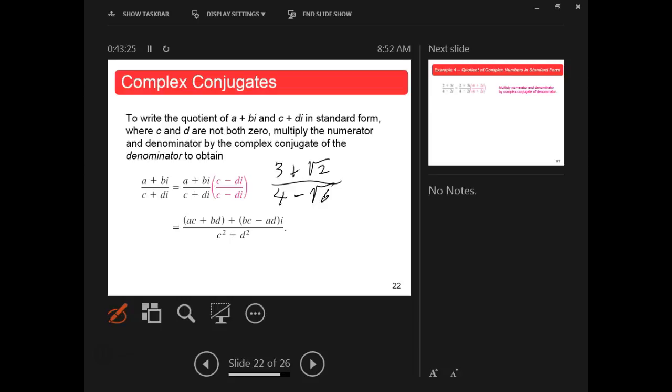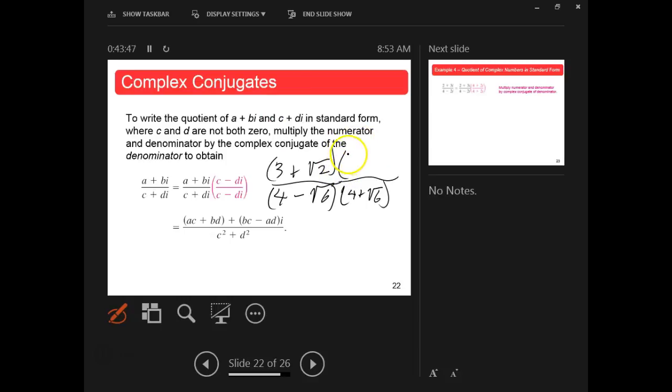So what's the technique for dividing these two? Yes, multiply the denominator by its conjugate. Absolutely. And that would be, what is the conjugate of 4 minus the square root of 6? 4 plus the square root of 6. But if you multiply the denominator by that, what must you do?